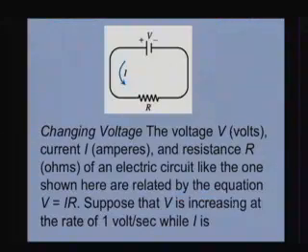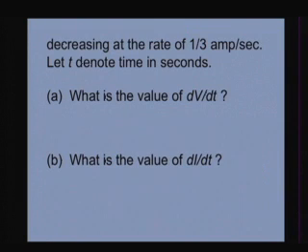Changing voltage. The voltage V, as in volts, current I, amperes, and resistance R, measured in ohms, of an electric circuit, like the one shown here, are related by the equation V equals IR. Suppose that V is increasing at the rate of 1 volt per second, while I is decreasing at the rate of 1/3 amps per second. Let T denote time in seconds. What is the value of dV/dt?